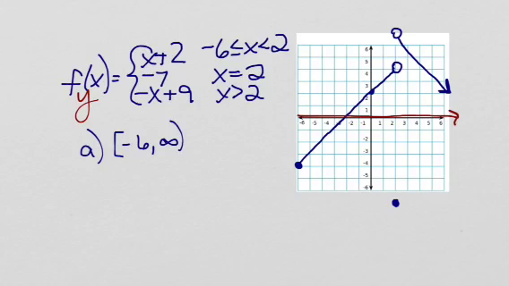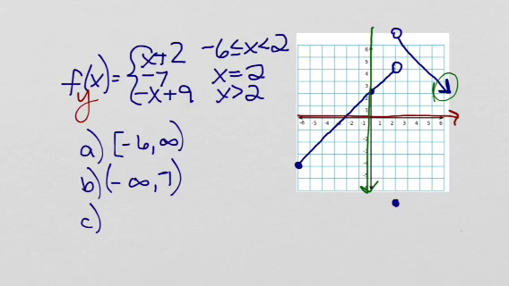The range is asking me for all possible y values. So I start up here at 7 with my y values and continue as far as my arrow will take me, which is to -infinity. So I go from -infinity up to 7, and since 7 has an open dot, I have to use a parenthesis there. C is asking me to find my x and my y intercepts.